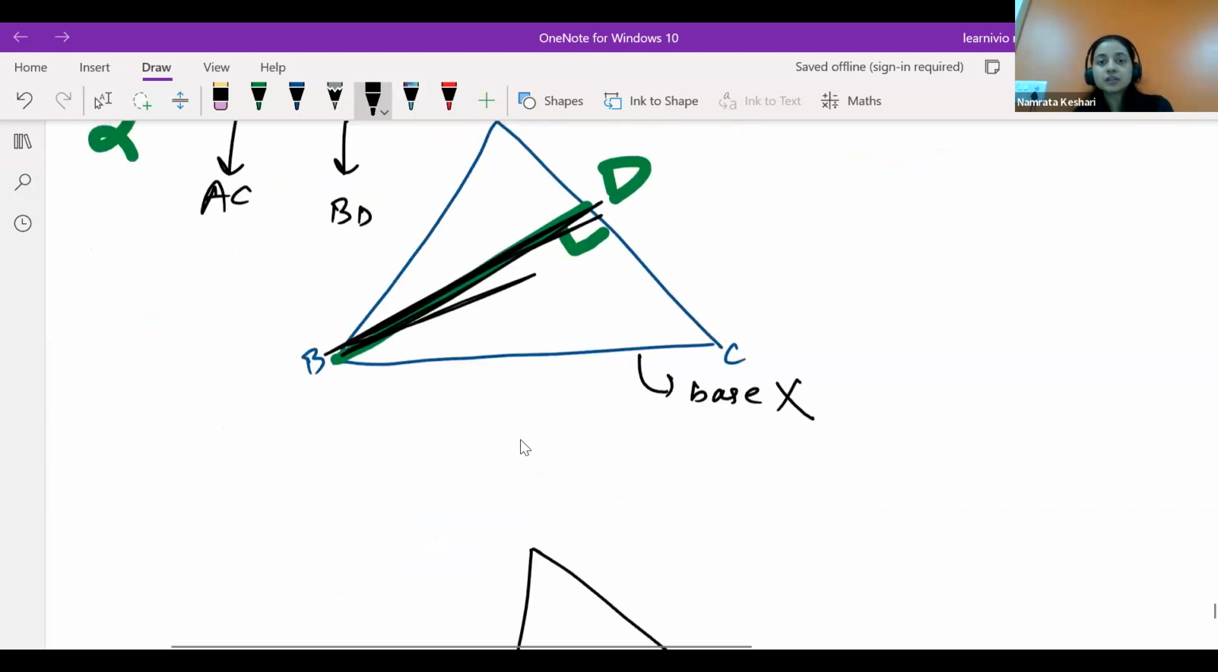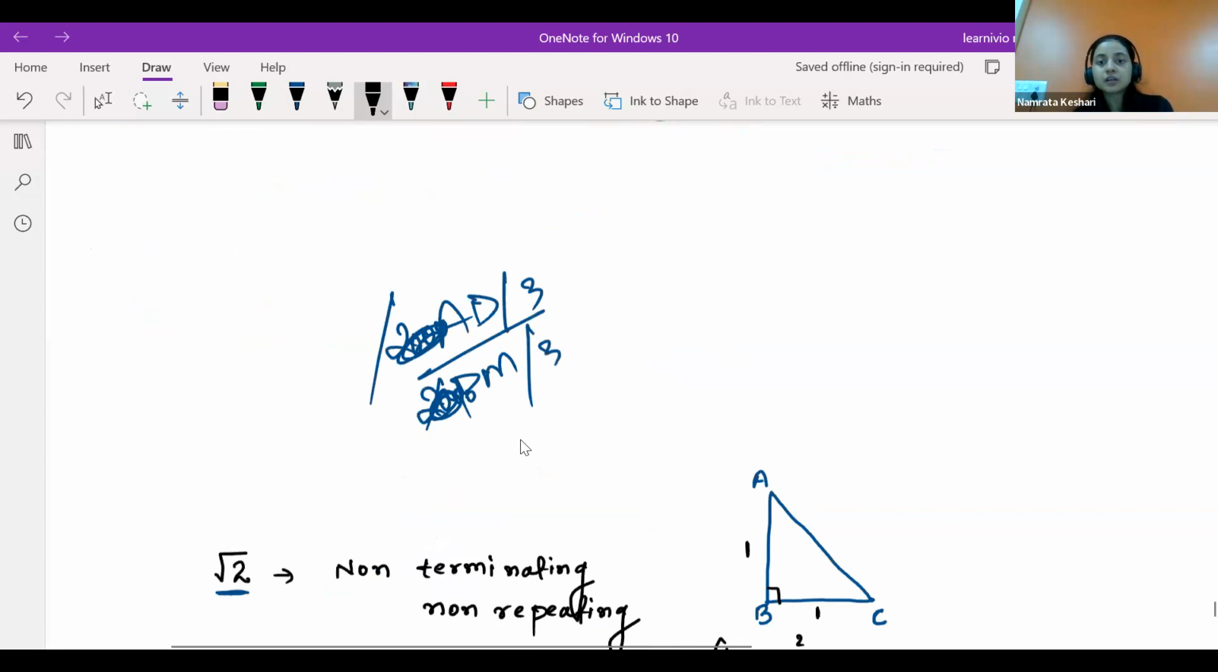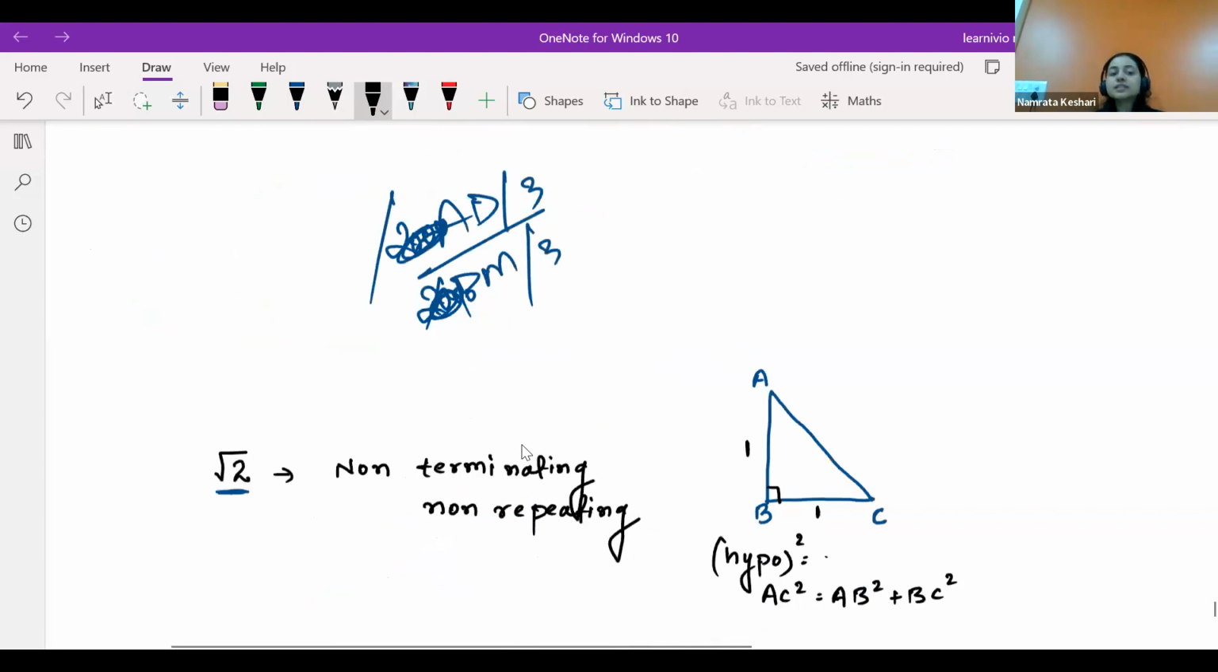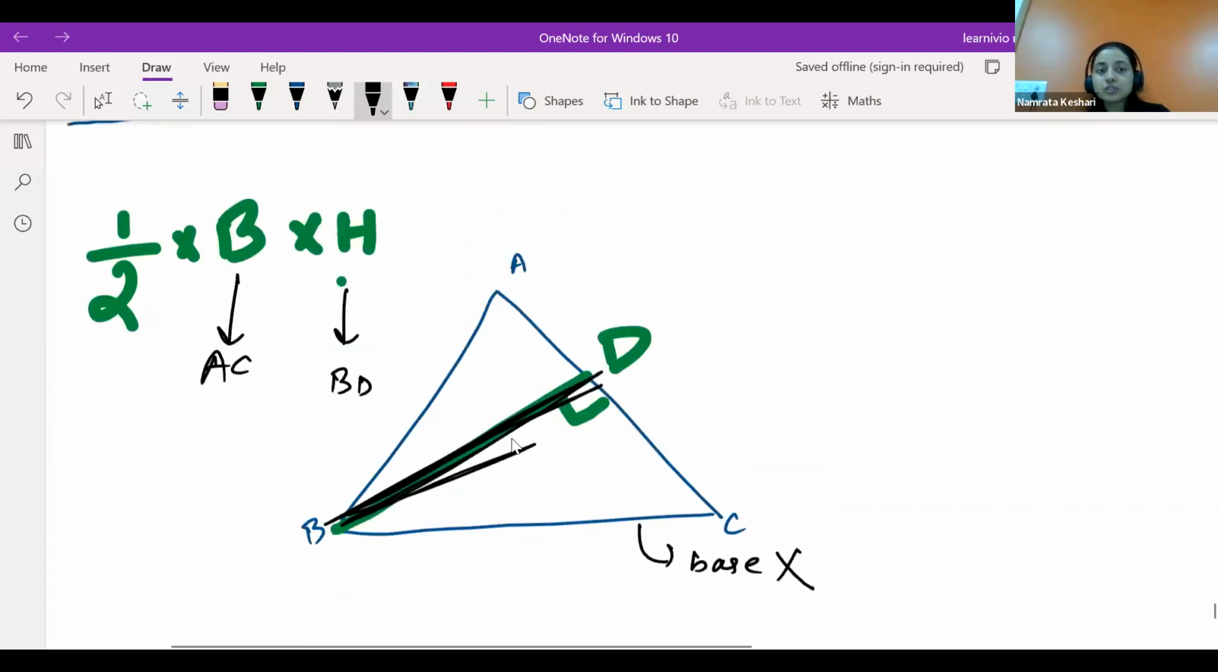Yes, ma'am. Ma'am, can you show that again? Yeah, sure, I can show this one here. AC, on which we have dropped the perpendicular, that is the base, and the length of the perpendicular, that is the height. One more thing I can show you over here, which you will get to know in class 10, but it's a very basic concept, that's why I'm showing you over here.